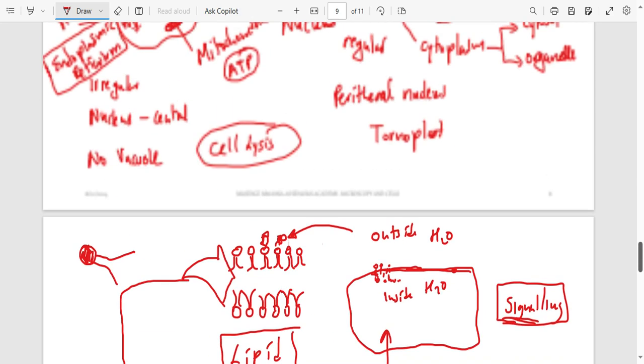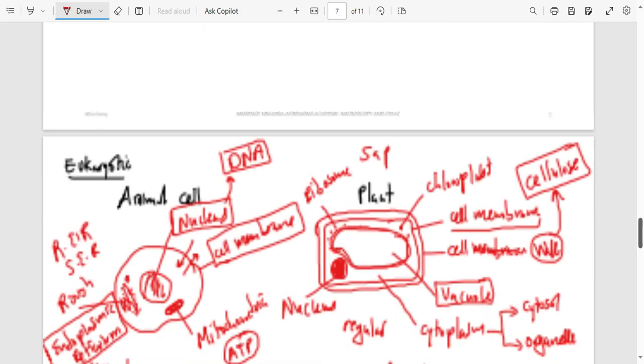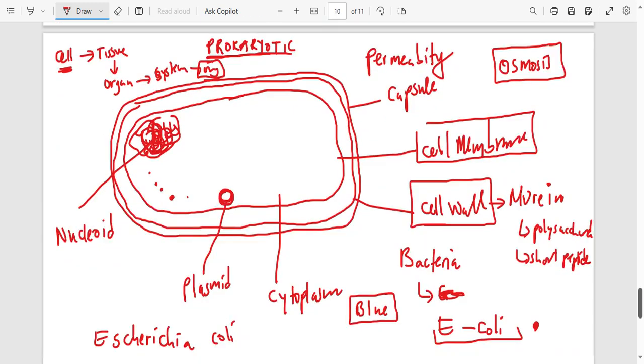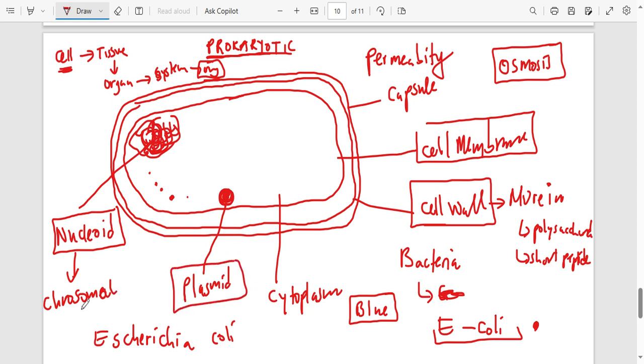Remember, I also talked about the plasmid for a prokaryotic cell. These plasmids are small pieces of DNA. They are separate from this DNA, which is known as chromosomal DNA. We'll talk about genetics so you understand what a chromosome is, but this one is known as chromosomal DNA. Plasmid DNA is different from chromosomal DNA.